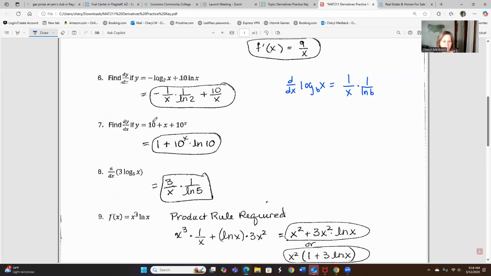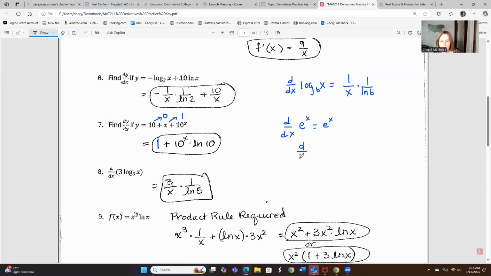On number 7, finding the derivative here, derivative of 10 is 0. The derivative of x is 1, we get here. And the derivative of 10 to the x, this is the derivative of a number to a power. So we know the derivative of e to the x is e to the x.